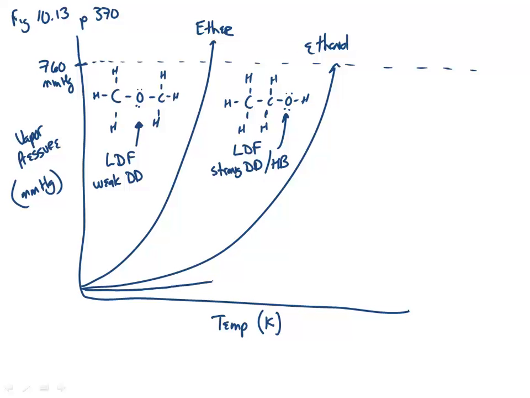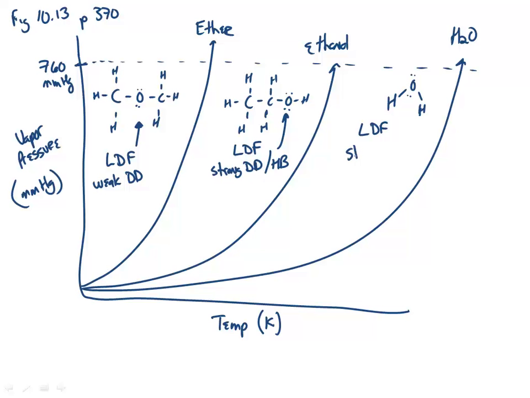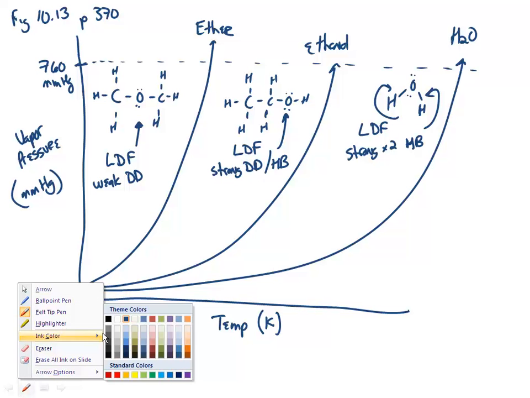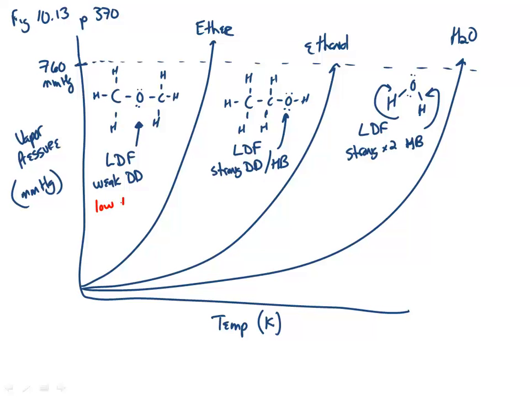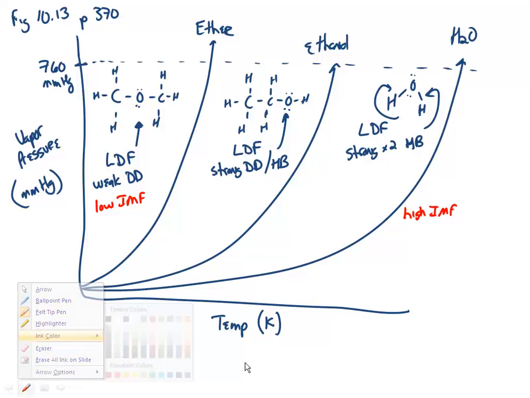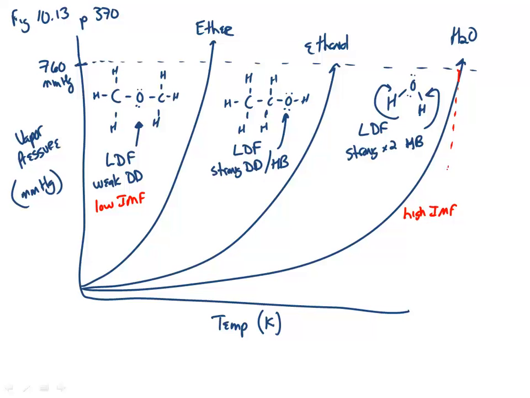And then the last compound we can talk about is water, and we know that it looks like this. And that has, of course, London dispersion forces, but it also has strong hydrogen bonds, meaning it can make a hydrogen bond with both of those. And so notice that if I'm labeling them, this is low intermolecular forces, and this is something that has high intermolecular forces.